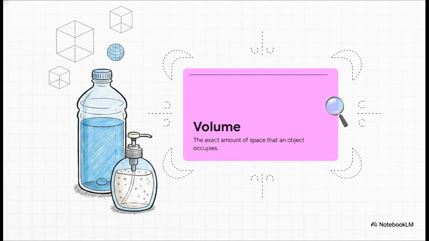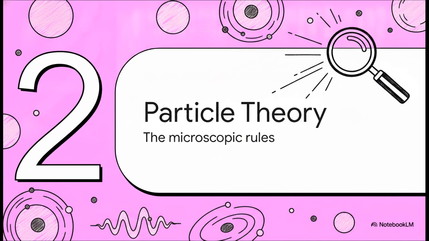And the second requirement is volume. Volume is the exact amount of three-dimensional space that an object occupies. Just think about your everyday water bottle or the soap dispenser sitting in your bathroom. Whether that dispenser holds 500 milliliters or a full liter, that physical capacity, the space it literally dictates and occupies, that's its volume.